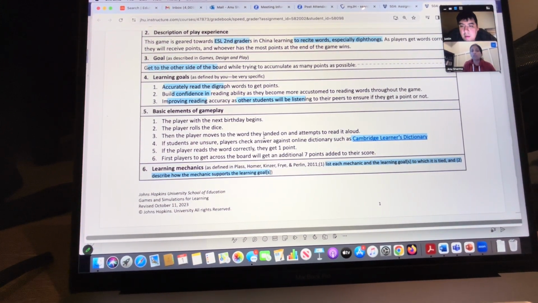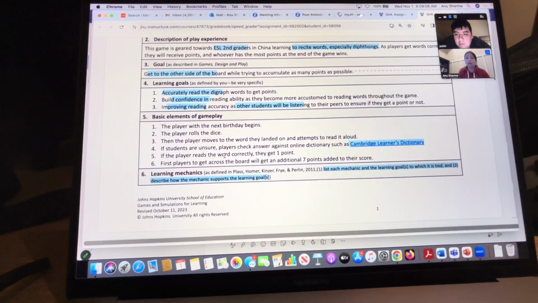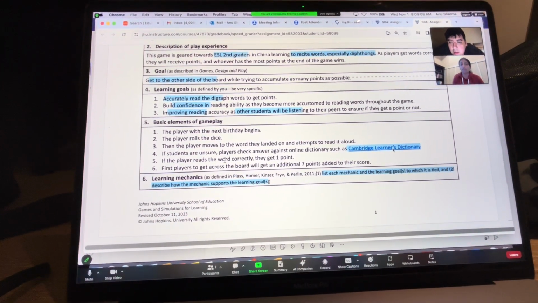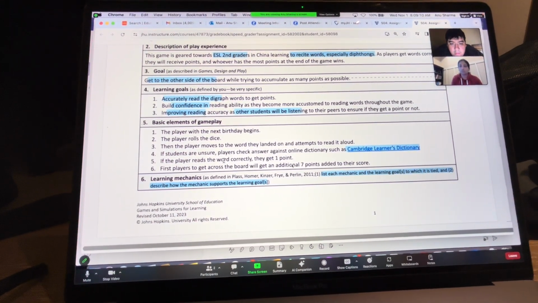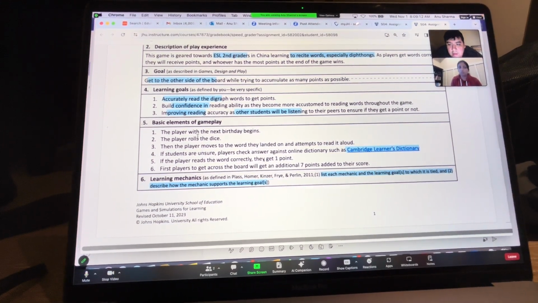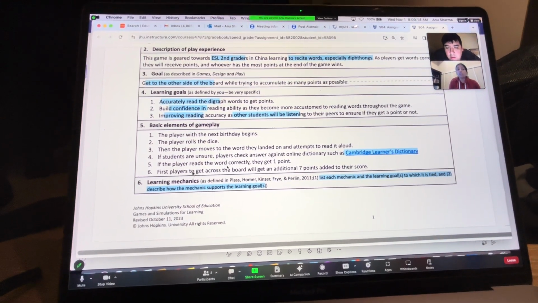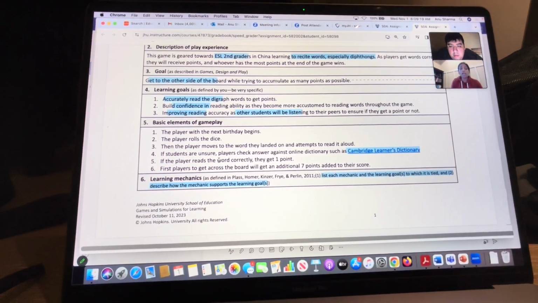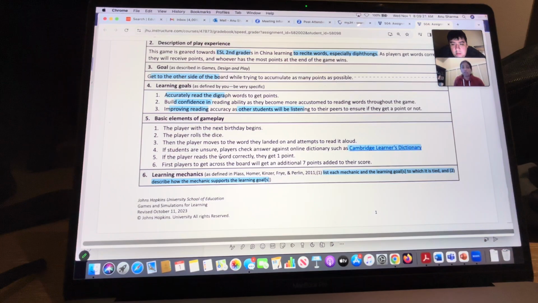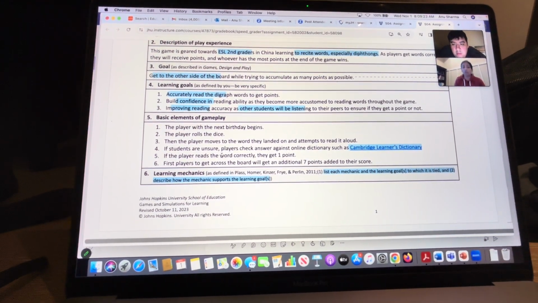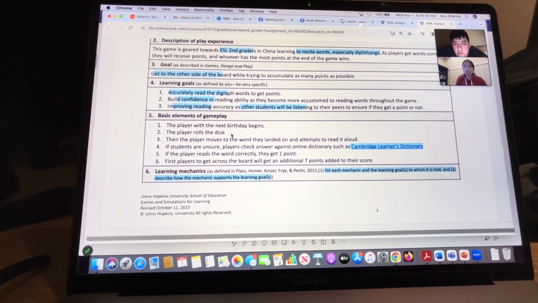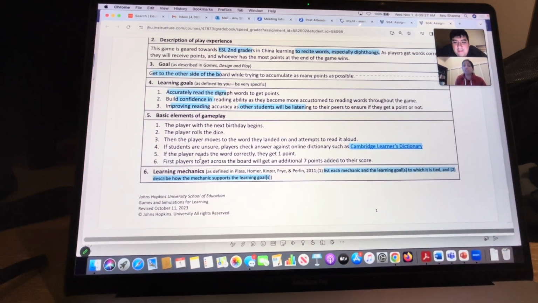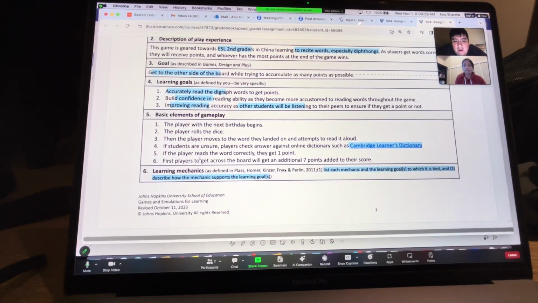Okay, how will they be played out when students are playing this game? Let's see. Oh, okay, I see. Yes. So see here, if I'm reading the basic elements of the gameplay, I need to know what the elements are, what cards are involved in this game. There is no mention here. Yeah, I just realized that there's no mention of the cards at all in there.